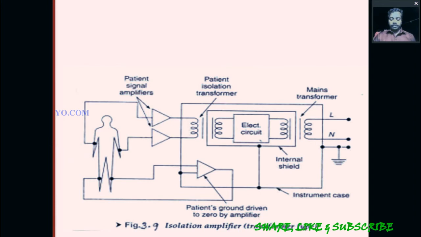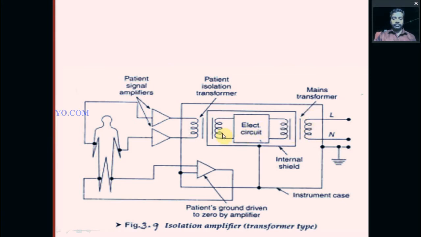See the diagram. This is a symbolic diagram of medical equipment that has transformer isolation. This is the high voltage side. The line is the AC signal, N is the neutral, and this is the ground. This is the normal AC mains, connected on one side.